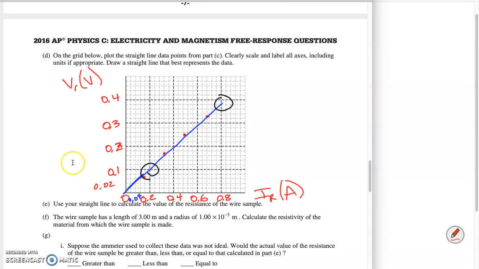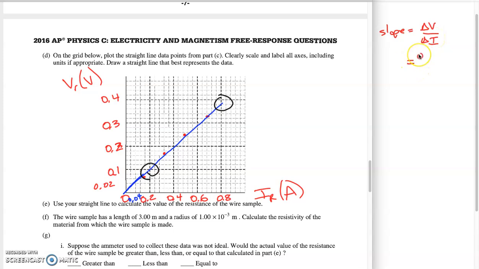It took me a few tries to get an almost acceptable line, and I've marked 2 points that I will use from the line. Keep in mind that you're using points from the line, not your data points, to calculate the slope for part E. So slope equals the change in y variable, which in this case is voltage, over the change in the x variable, which in this case is the current.